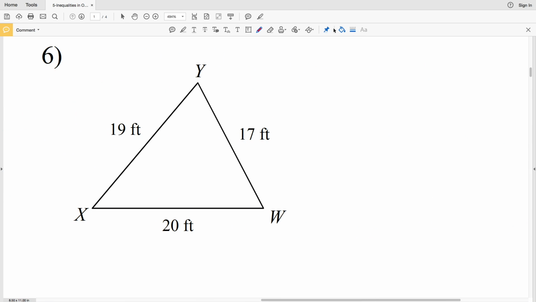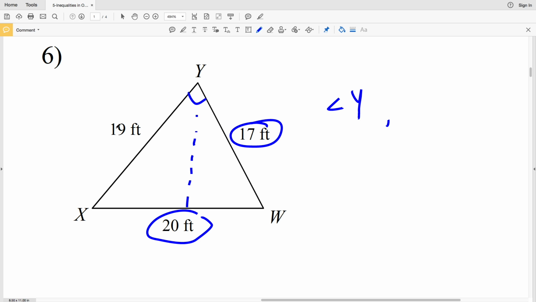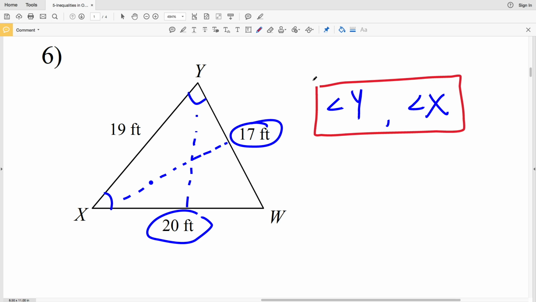And number 6, 20 is our largest side, since 20 is greater than 19, which is greater than 17. So the angle directly opposite 20 is angle Y. Therefore, angle Y is our largest angle. Then our smallest angle is going to be directly across from 17, since 19 falls in between 17 and 20. Therefore, angle X is our smallest angle. So angle Y and angle X is our solution in number 6.